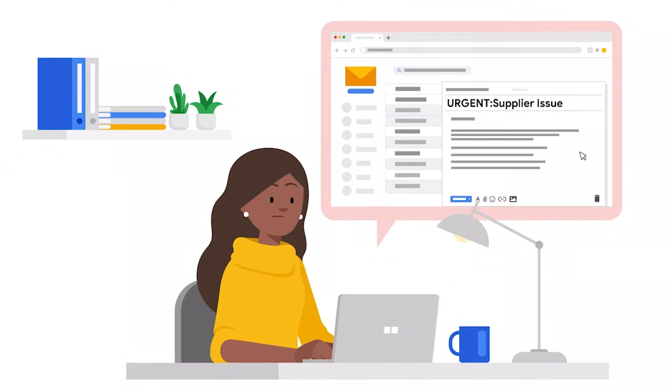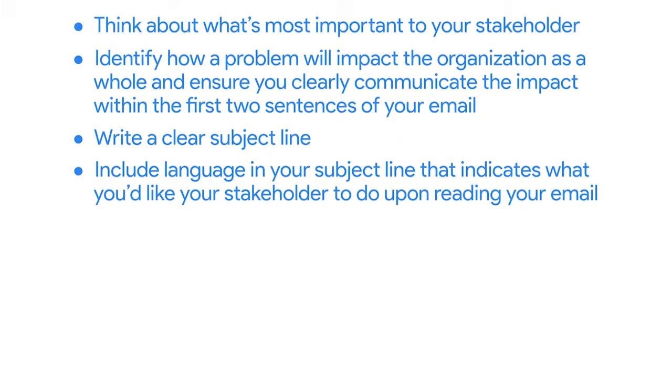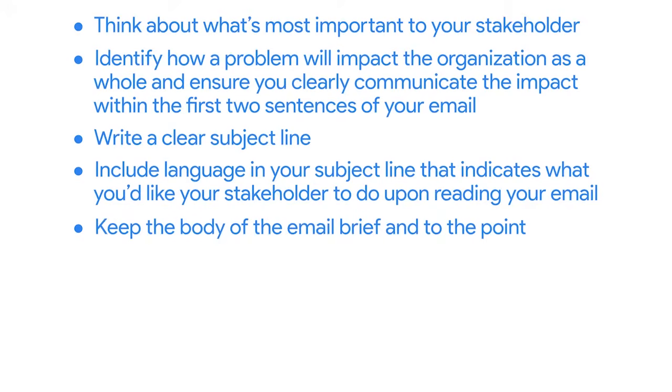Stakeholders, especially those who hold senior positions within an organization, usually receive many emails throughout the day. Including terms like urgent, timely, decision needed, or please review can help draw attention to your message and make clear the action you'd like your stakeholder to take. And remember to also keep the body of the email brief and to the point. When communicating about a project problem to a busy senior stakeholder, your email should briefly outline the problem, explain how it might impact an organization's goals, and clearly state the decision you need from your stakeholder in order to proceed.